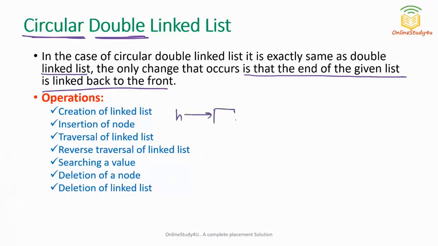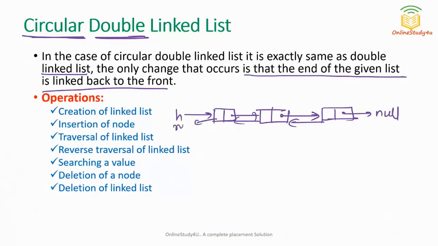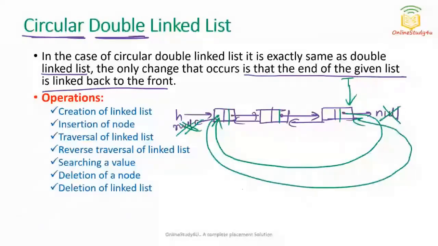So this is head, this is the first node, this is the second node, this is the third node, and this should be pointing to null in a double linked list, and these are pointing to previous, and this is pointing to null. Now when we convert this double linked list into a double circular linked list, this null should be pointing to this head, since we have a tail also here. And head dot previous should be pointing to the tail. So these two references we have as extra.